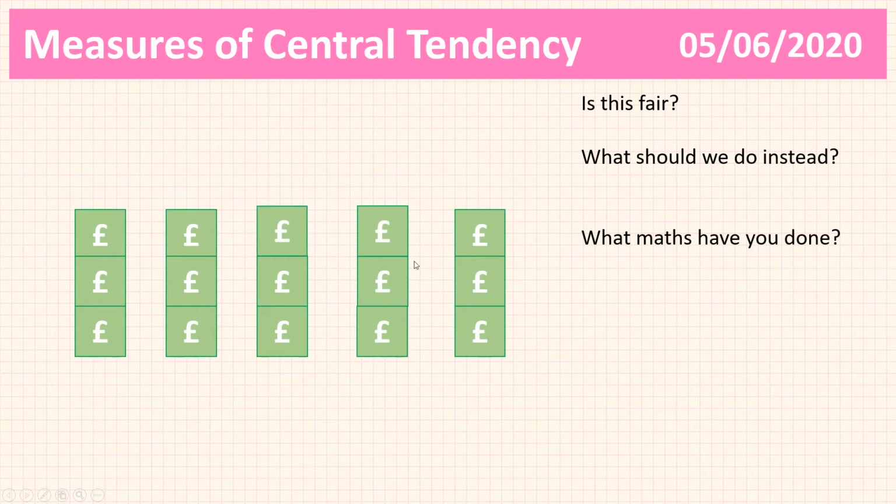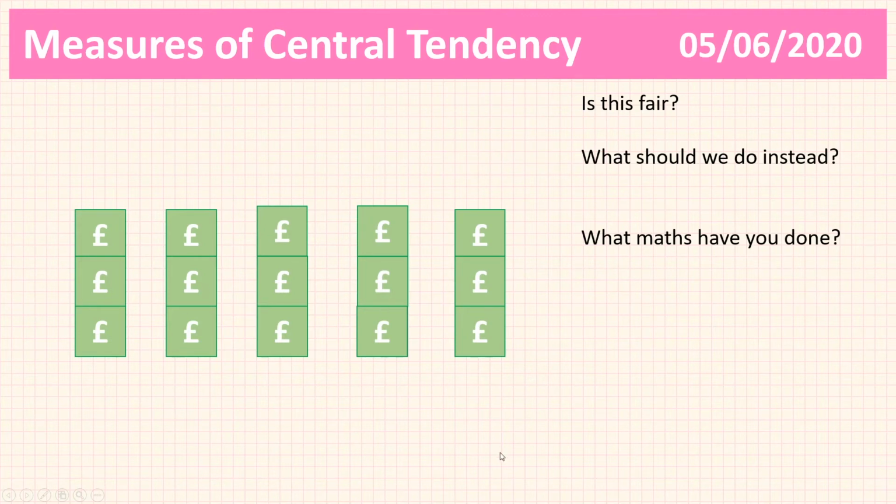Now that is fair. We've shared that money fairly. But what maths have we actually done? What we've actually done is we've taken all of the money and said, well, if there are 1, 2, 3, 4, 5 people, each person should get the same amount. So we've taken the total amount of money and divided it equally between the people.